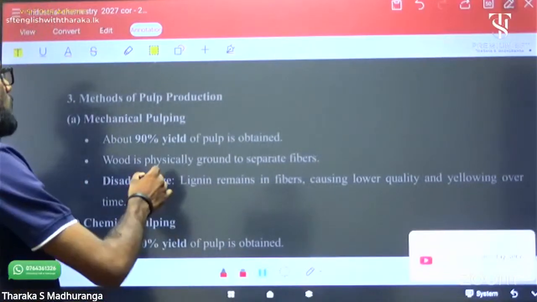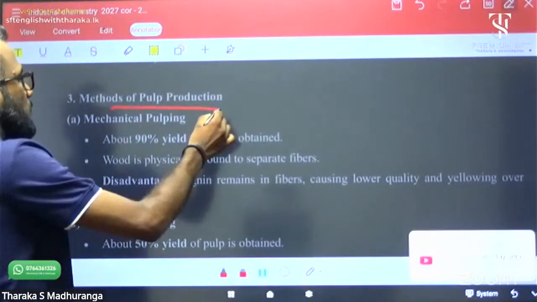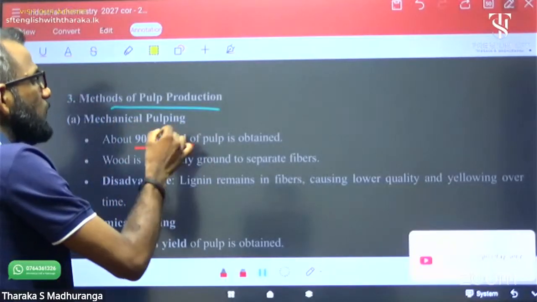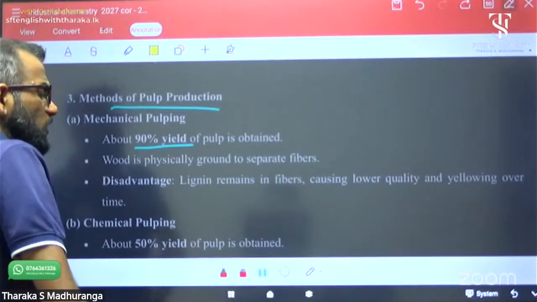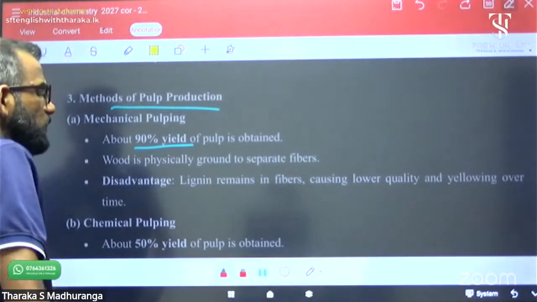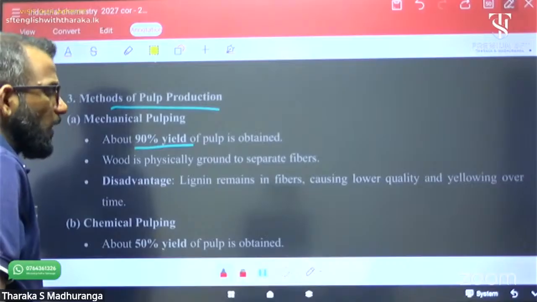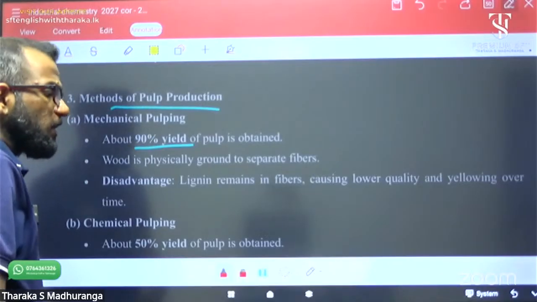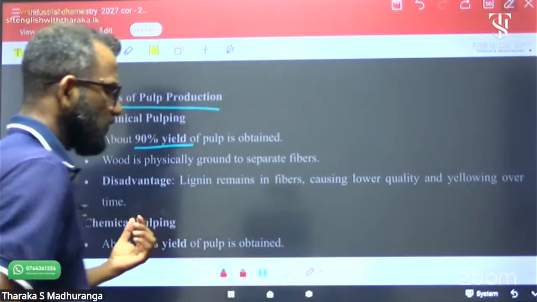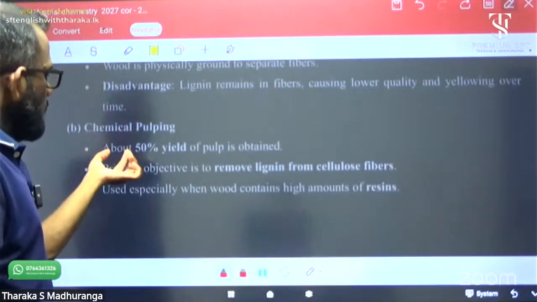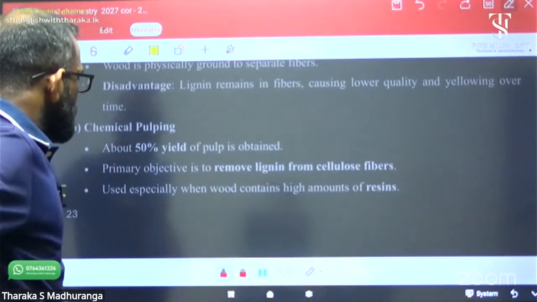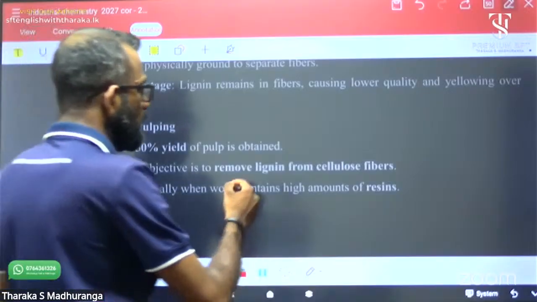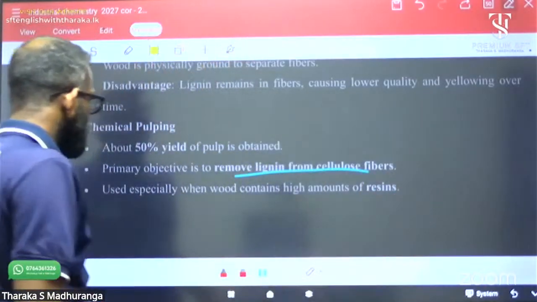I'll show you the methods of pulp preparation. Mechanical methods: a 90% yield of pulp is obtained. Wood is physically ground to separate fibers. Disadvantage: lignin remains with the fiber. You can read them. Okay, they are the chemical preparation. We can add chemicals to remove lignin and cellulose fibers.